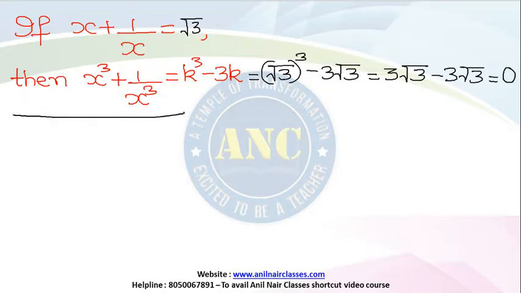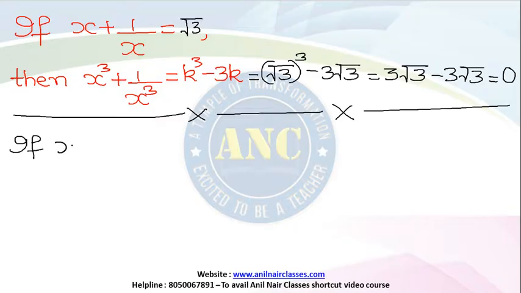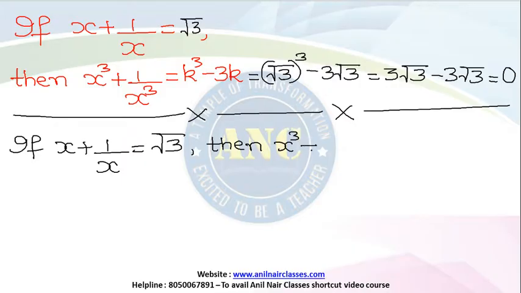That means, in simple language, a very important key point I can say: if x plus 1 by x is equal to a particular constant, root 3, then x cube plus 1 by x cube will always be equal to how much? It will always be equal to 0. I hope this point is very clear.